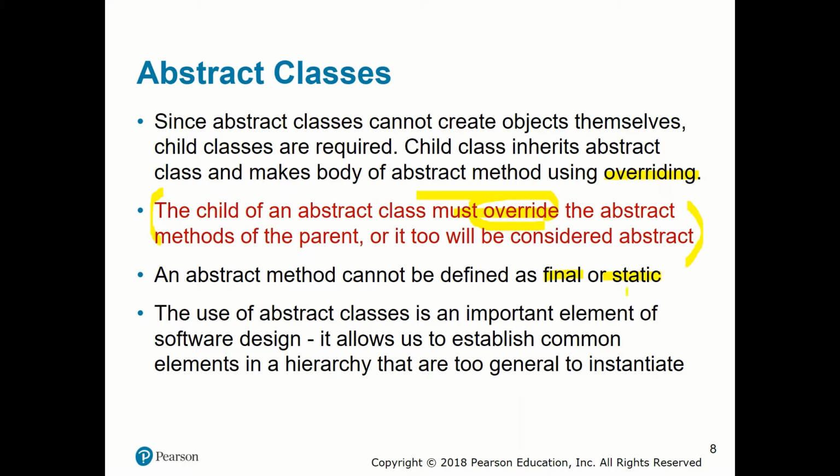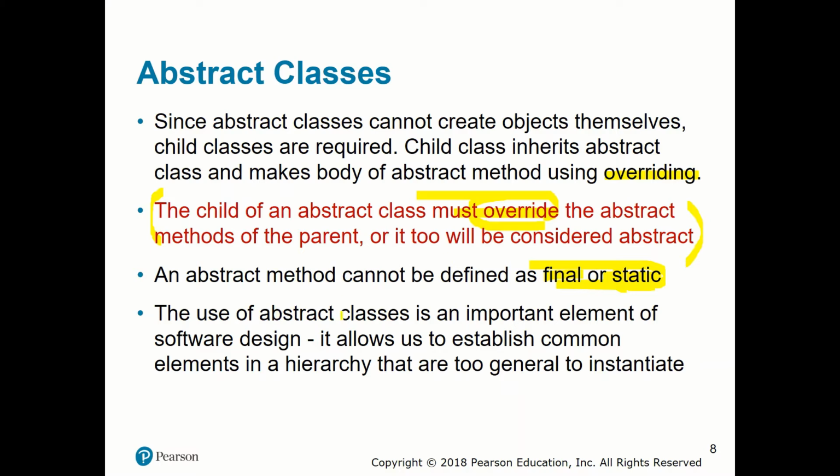You know what final is? What is final? If you put final in front of the method, it means that the method cannot be overridden from the child class. Okay, and static means that the static method will be shared by all the objects. So a static method can be called without creating objects. We usually call a static method by class name dot the method. So be sure that an abstract method cannot be defined as final or static.